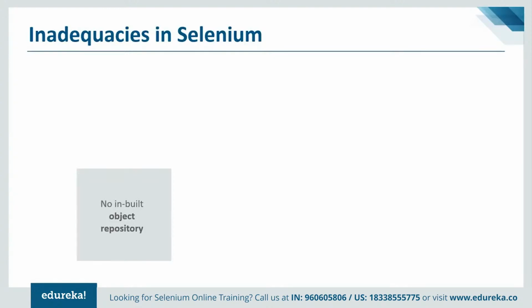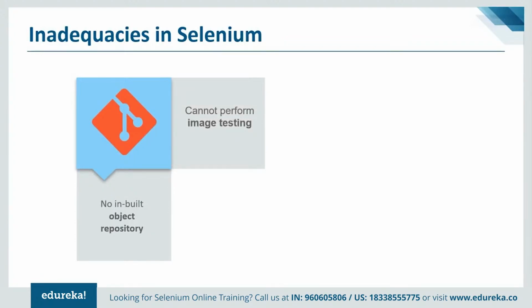So what happens if an inbuilt object repository is not there? So in a scenario like that, you would have to access multiple files, making it tedious. Now this feature, that is the feature of inbuilt object repository, can be included in Selenium by integrating it with Git. Going ahead, Selenium cannot perform image testing.